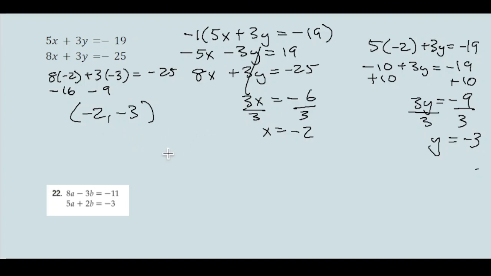So I hope this is helpful. I'm going to stop the video just because it's getting a little long. And then in the last video, we're going to do one where we're going to have to do some multiplying first.